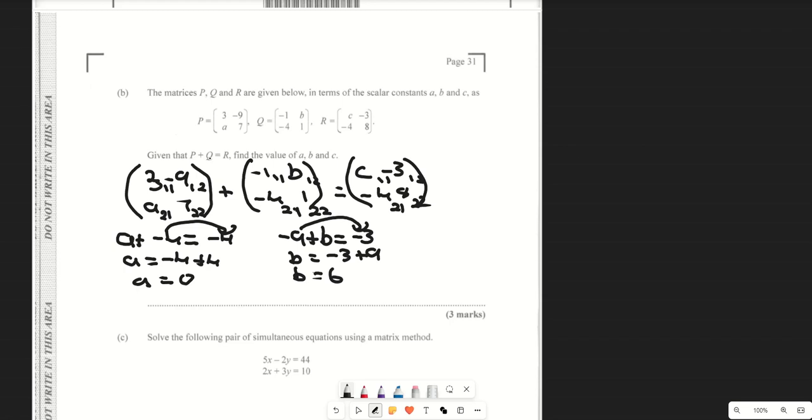If I want to find position 1, 1, right, I'm going to add up the terms. That's 3 plus negative 1 is equal to C. 3 plus negative 1 is actually equal to 2. So 2 is equal to C, or C is equal to 2. So therefore, A is 0, B is 6, and C is 2.